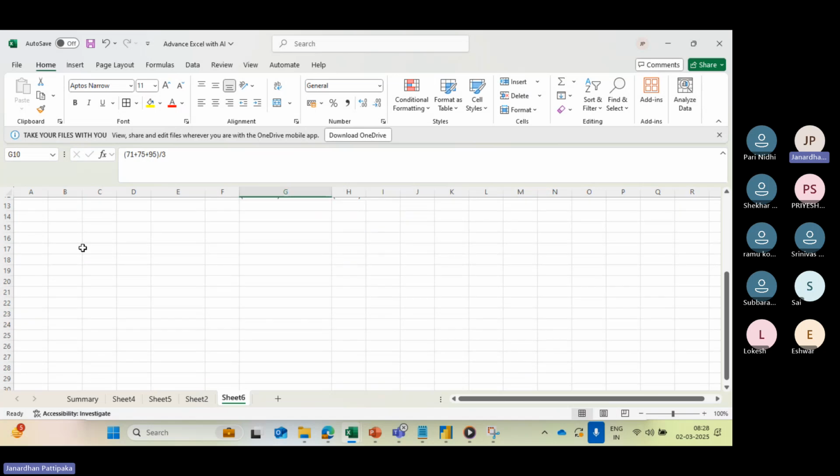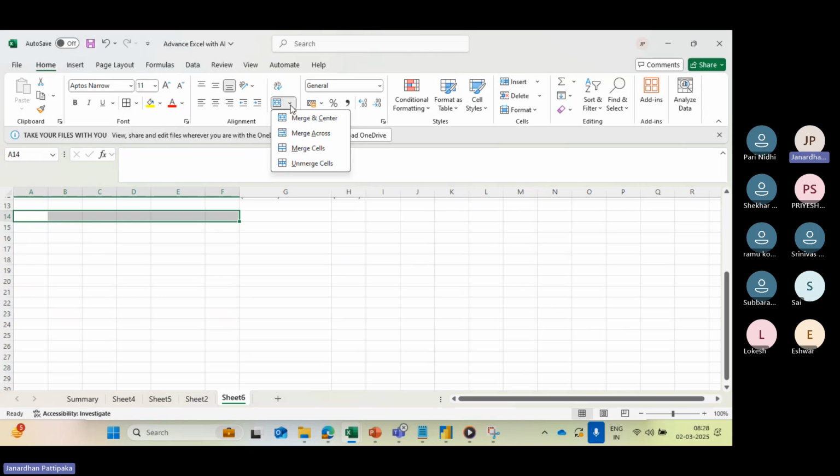Now, if you want to calculate the information of the person who got marks equal to 70 or 80, this we have done. Now I want to give another example over here. I will select the merge cells. Okay.